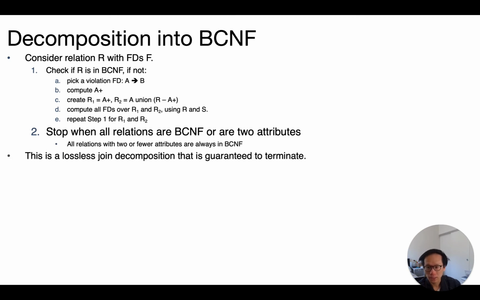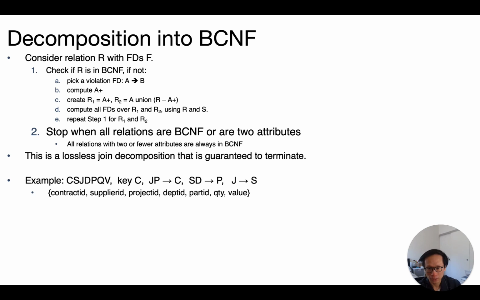Now, BCNF is a lossless join decomposition that is guaranteed to terminate since we have a finite number of columns that we need to partition. So let's take an example. This is our contract example that we had from before with CSJDPQV, with key being C, JP determines C, SD determines P, and J determines S.